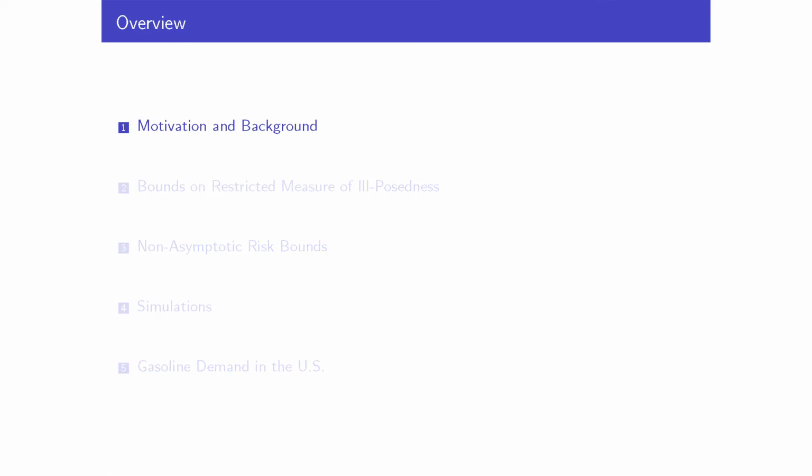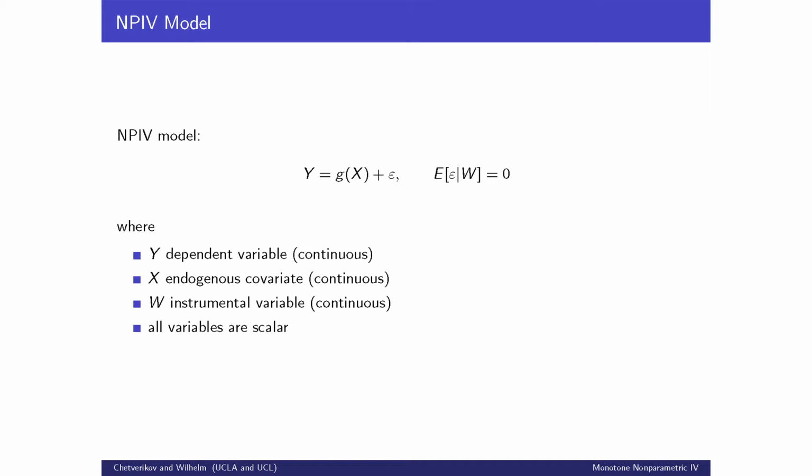So the model is the standard non-parametric IV model that probably some of you have seen in the literature before. We're interested in this relationship between an outcome y and how it relates to an endogenous variable x, possibly nonlinearly through this function g. And then we have an instrument w, so that the regression error epsilon is mean independent of this instrument, given this instrument.